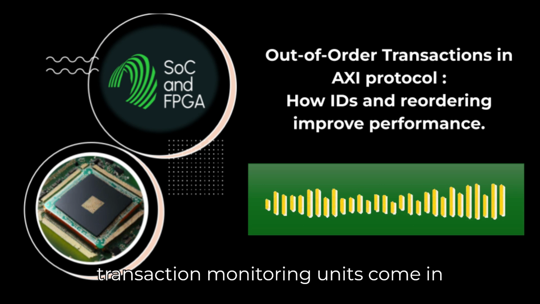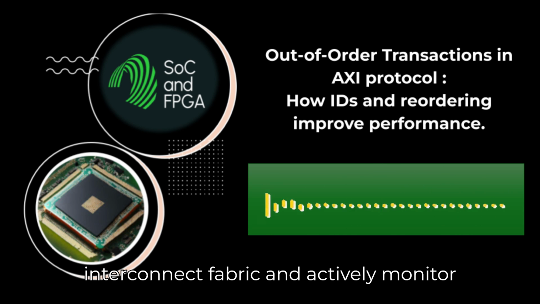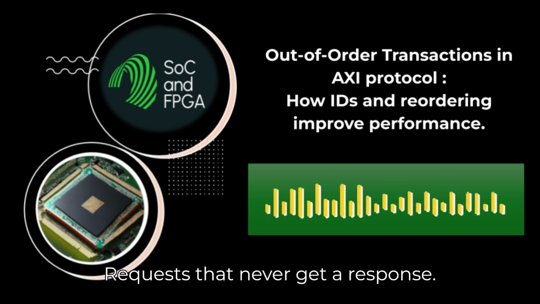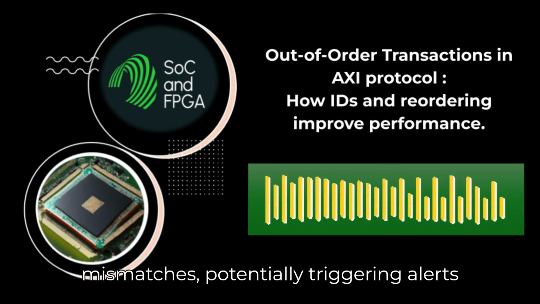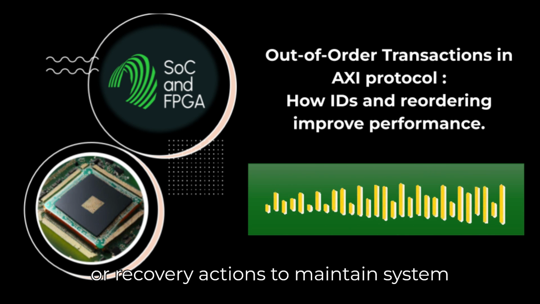That's where things like transaction monitoring units come in again. Yes, TMUs can sit within the interconnect fabric and actively monitor traffic for things like timeouts, requests that never get a response, illegal signal transitions, ID mismatches, potentially triggering alerts or recovery actions to maintain system stability.